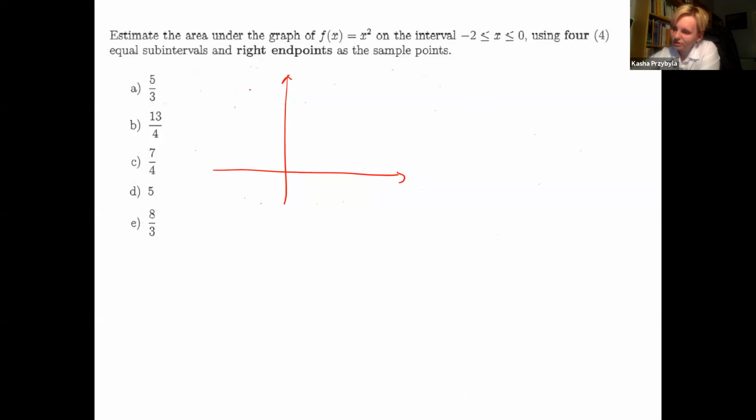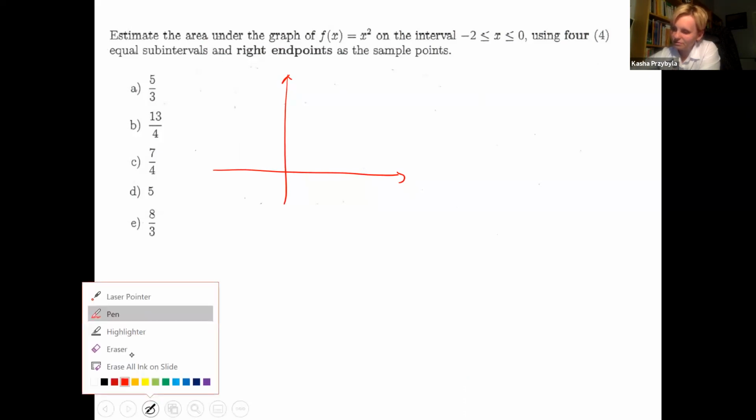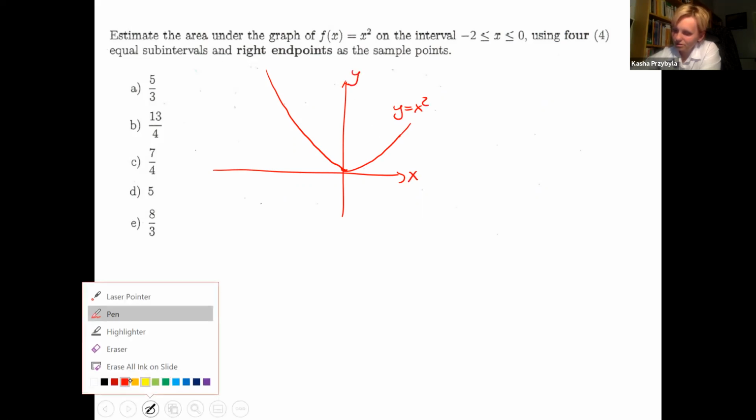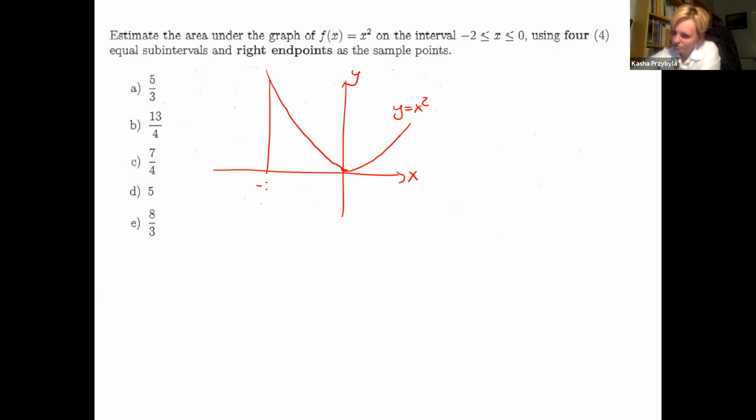The function is x squared, from negative 2 to 0, and n is 4. Can you tell me what delta x will be? Because that's my interval from -2 to 0, and I have to divide by 4. That means it will be half.